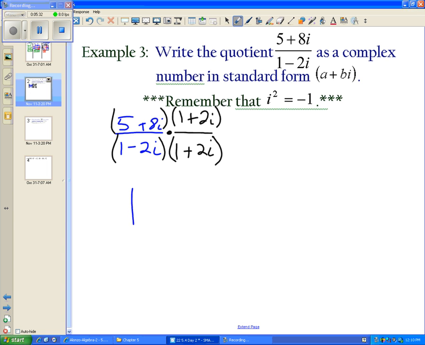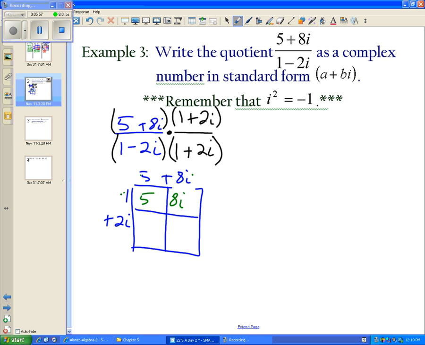Let's go ahead and do the box method. In the top, this is 5 plus 8i times 1 plus 2i. Draw my box. 5 times 1 is 5. 8i times 1 is 8i. 5 times 2i is 10i. 8i times 2i is 16i.